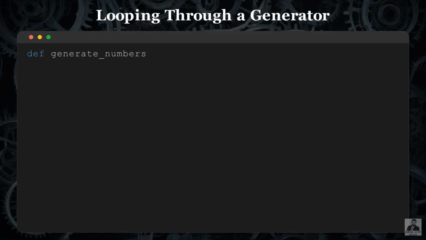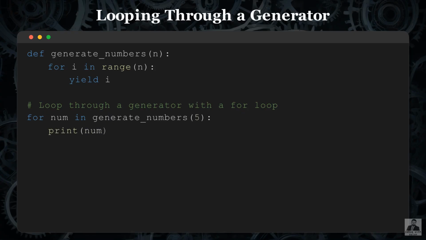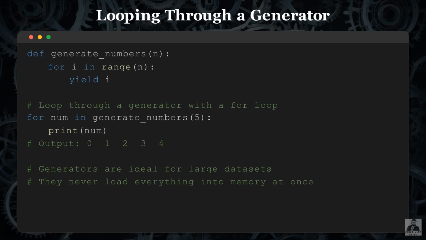You can loop through a generator with a standard for loop. Python automatically calls next on each pass until the generator is exhausted. Generators are the right tool when working with large datasets that would be too big to fit entirely in memory. Machine learning frameworks like PyTorch use generators internally in their data loaders for exactly this reason.